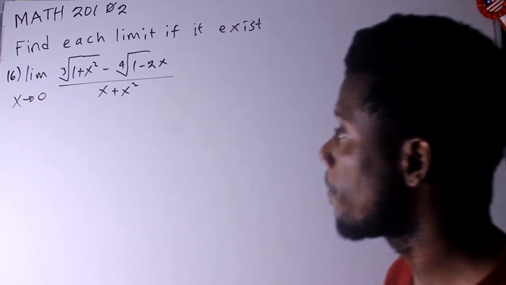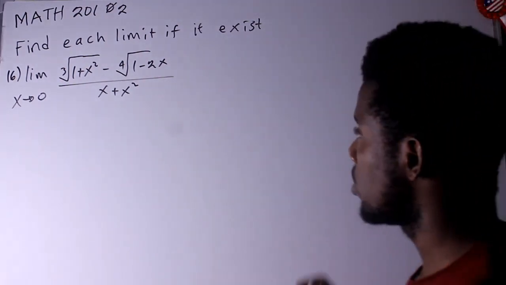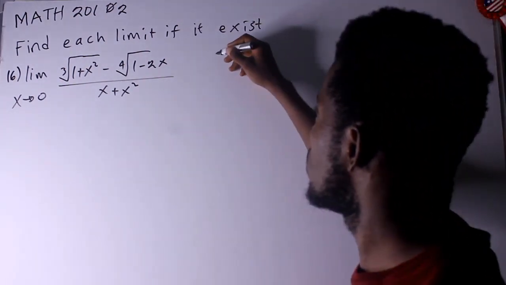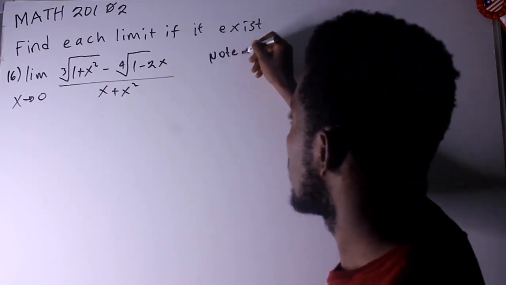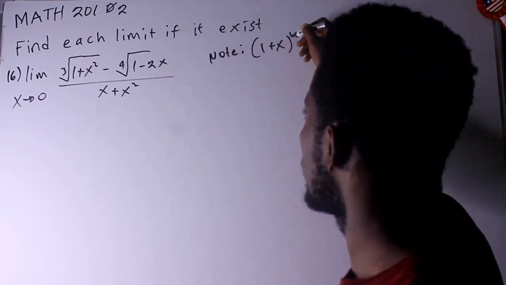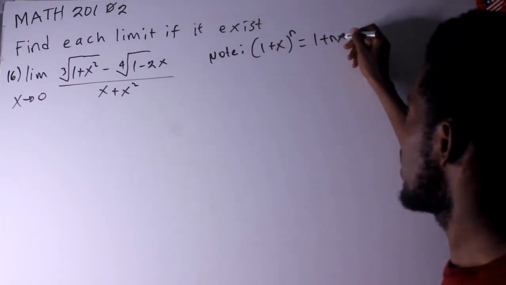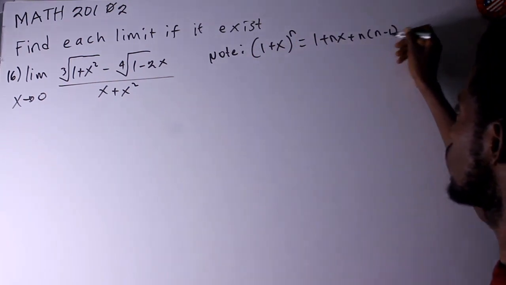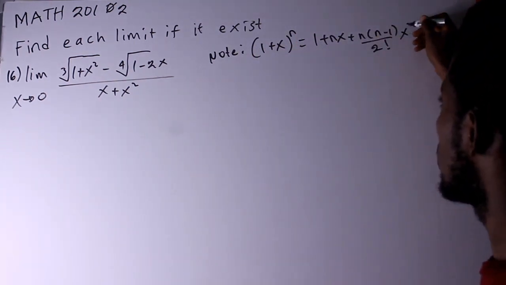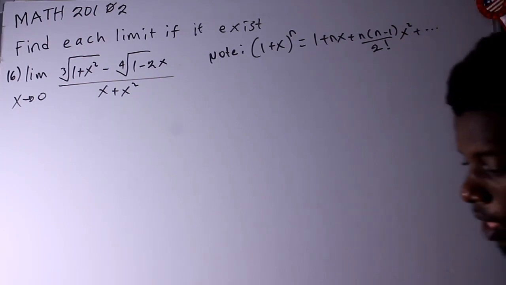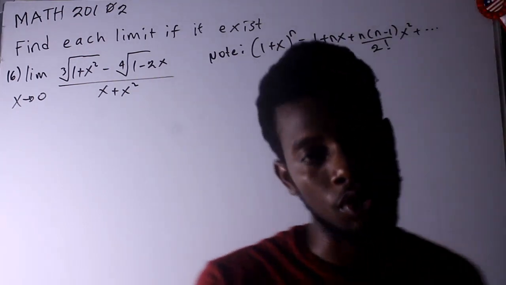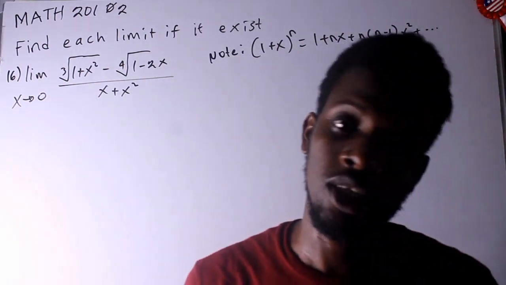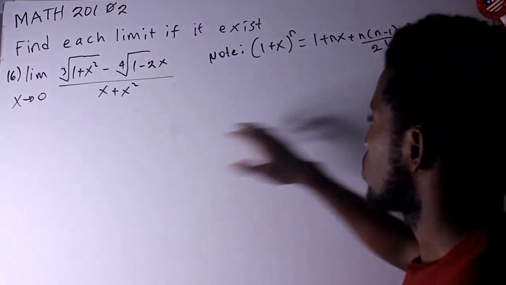What do we do? I'm going to use series to evaluate the limit. And for the series, note that each time you have 1 plus x raised to the power of n, that's 1 plus nx plus n times n minus 1 over 2 factorial x squared plus, and then you continue like this, n times n minus 1 times n minus 2 over 3 factorial x cubed, and so on. So I'm going to use that for this.